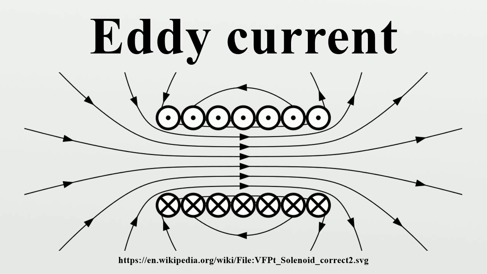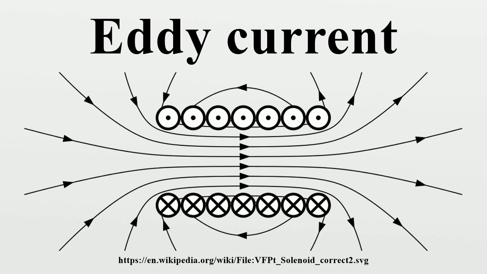This field induces a counterclockwise flow of electric current in the sheet. This is the eddy current. At the trailing edge of the magnet, the magnetic field through the sheet is decreasing, inducing a second eddy current in a clockwise direction in the sheet.